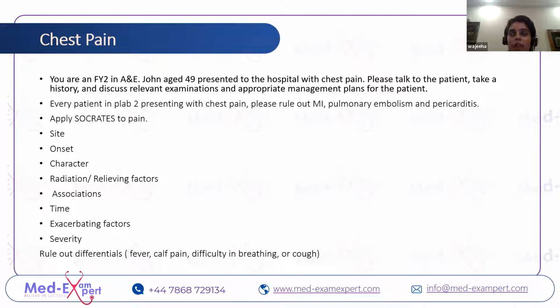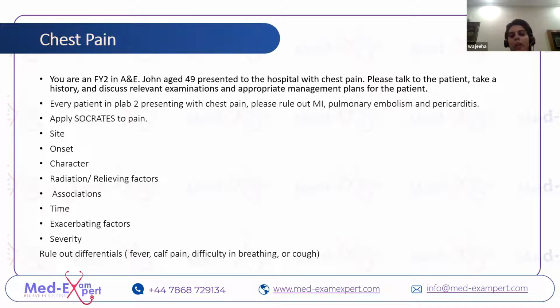Then we ask, okay, Mr. John, how did the pain start? That's the onset. MI pain is an acute pain. Musculoskeletal pain is more diffuse and has a more gradual onset. What kind of pain is it? That tells you about the character. Okay, Mr. John, does the pain go anywhere? Yes, doctor, this pain goes to my left arm and my left jaw.